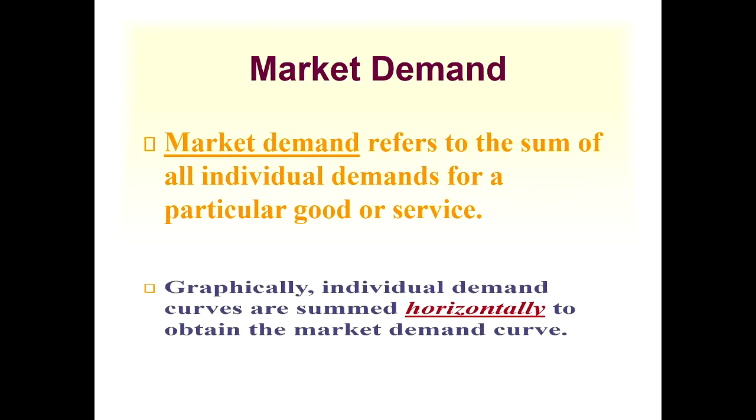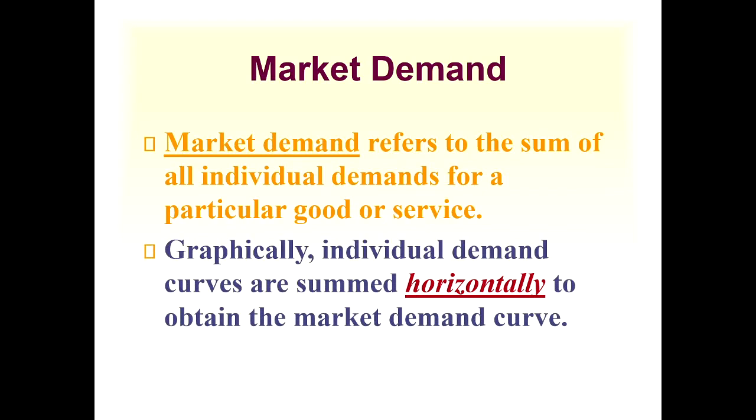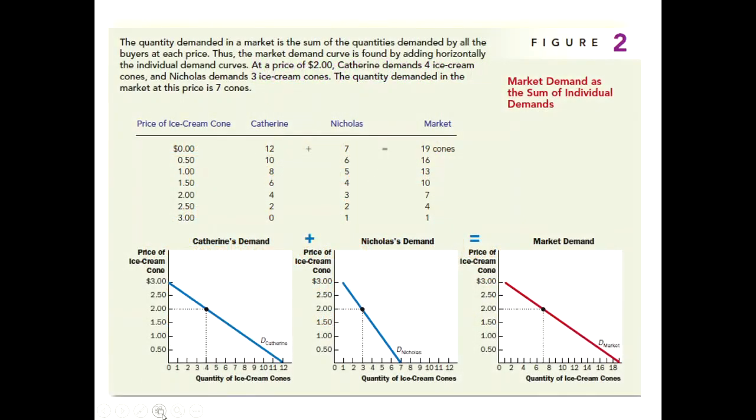Now let's talk about market demand. Market demand refers to the sum of all individual demands for a particular good or service. Graphically, individual demand curves are summed horizontally to obtain the market demand curve. So this simply says that when you add all individual demand curves of a good, you get the market demand curve. We are going to see an example next to understand it better.